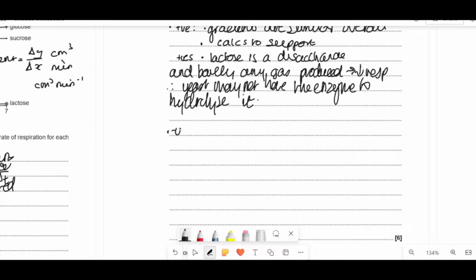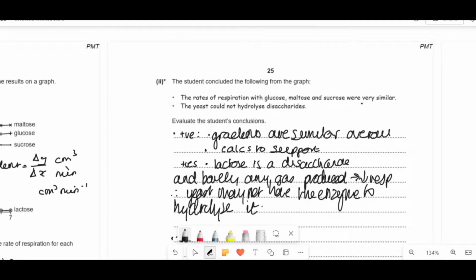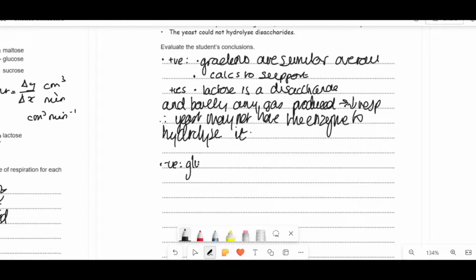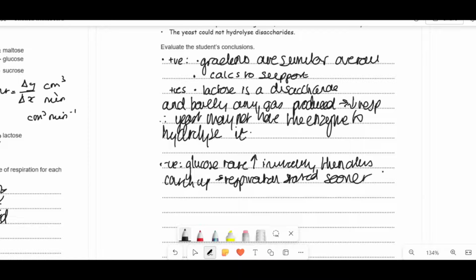Then let's talk about some limitations. So limitations at both points. The rate of respiration limitations, well, if we have a look, they're not consistent. So this sharply increases, followed by all of them. So we need to think of an explanation. Glucose increases, the rate is higher initially, then the others catch up. So that suggests that respiration must be starting sooner as well.